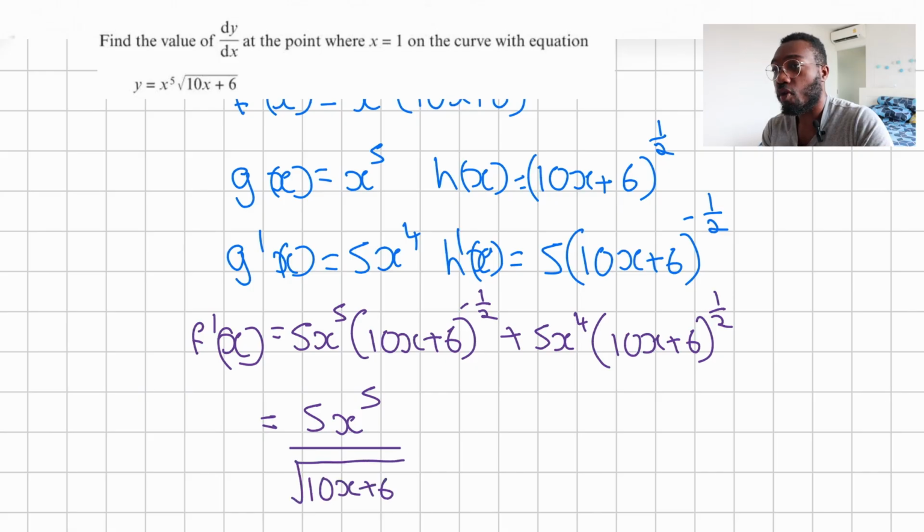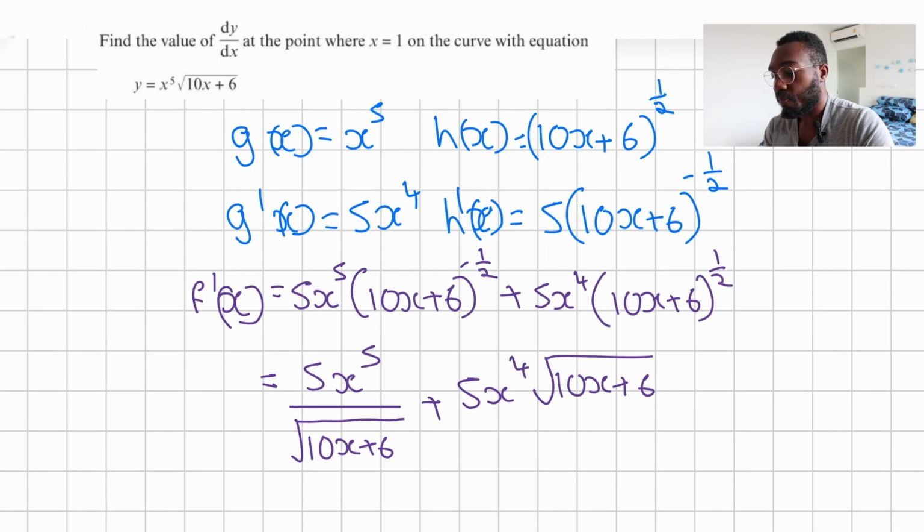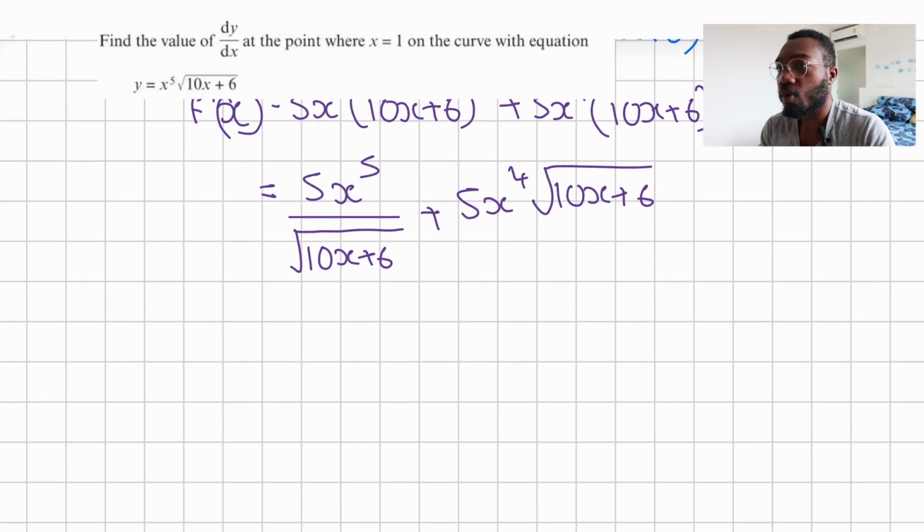I'm just rewriting back in this form, so when we put in our value of x later, it will be a bit easier to solve. And that will be plus 5x to the power 4 times by the square root of 10x plus 6. Okay, so now if I scroll up, we know that we want to find the value of dy over dx when x is equal to 1.